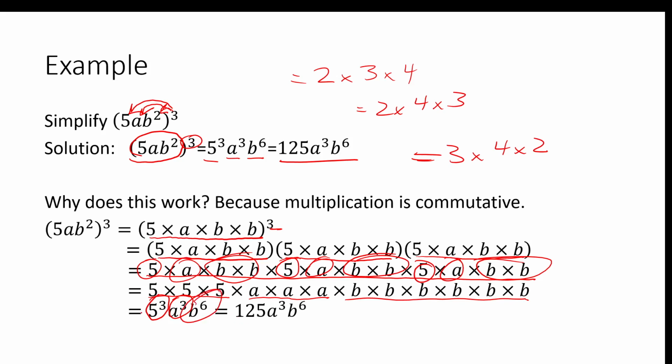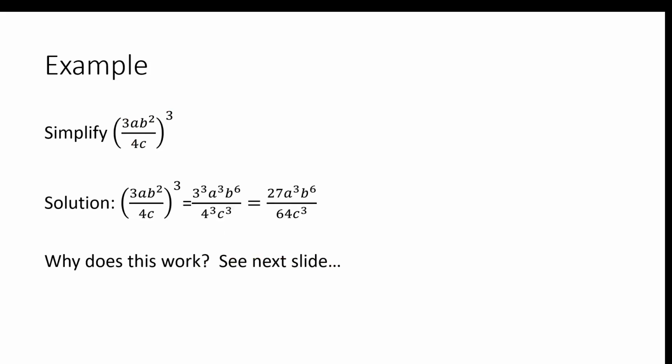And ultimately, we can't simplify a to the 3 or b to the 6, but we can simplify 5 to the 3 to make it 125. So we can simplify it to that. So what I just showed you there actually does work, and it's because multiplication is commutative. We can multiply in any order.